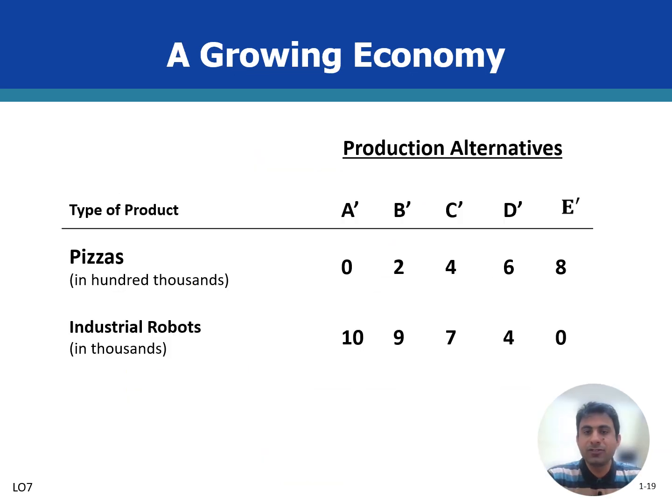The current table is showing a growing economy. An increase in the supply of resources, an improvement in resource quality, or technological advance moves the production possibility curve outward, or to the right, allowing the economy to have a larger quantity of both types of goods. If we look at our current table, where our points are A dash, B dash, C dash, D dash, and E dash, it is showing more quantity of pizzas than previously. That shows the economy has more resources, or better or improved resources, to produce more goods and services.